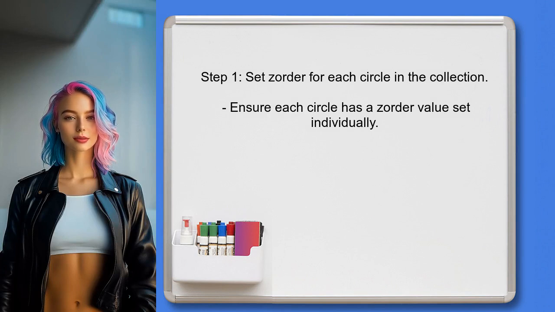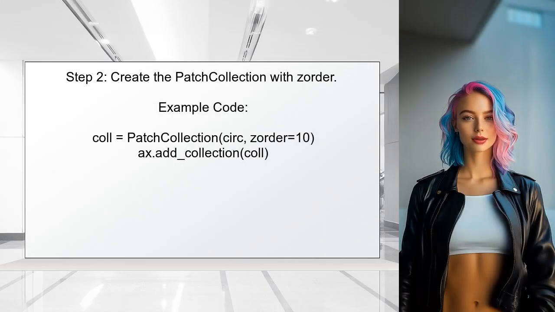To address the user's issue with Zorder in patch collections, we first need to ensure that the Zorder is set correctly for each individual circle in the collection. Next, the user should create the patch collection and specify the Zorder when adding it to the axes. This is crucial for ensuring that the collection respects the Zorder of its patches.